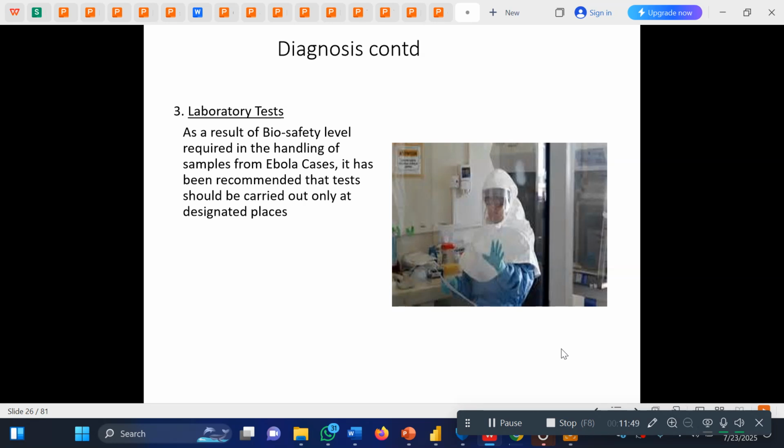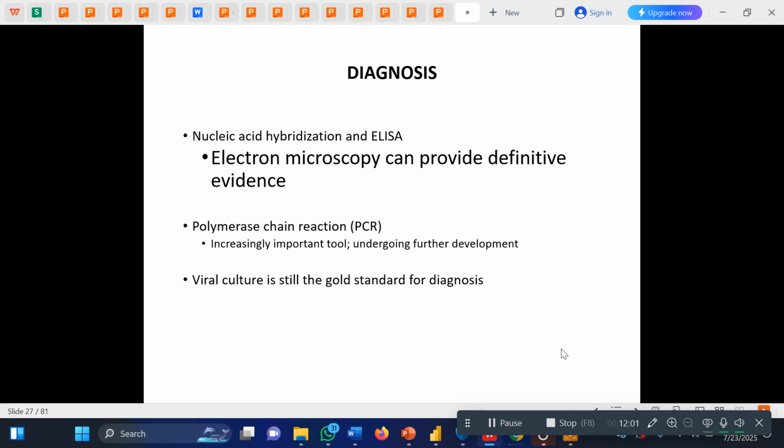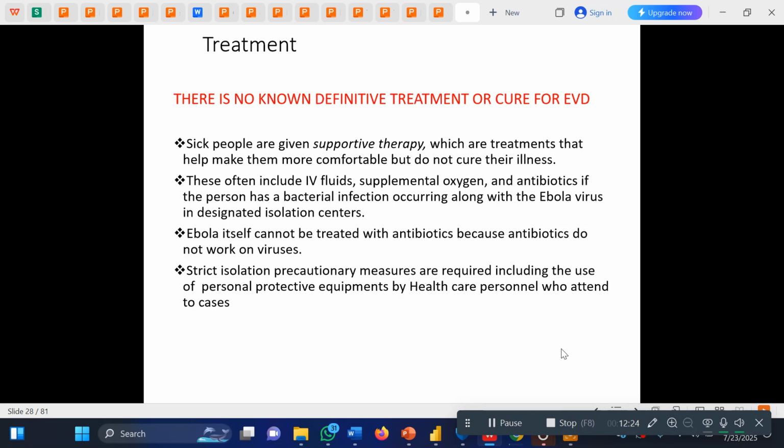As a result of the biosafety level required in the handling of samples from Ebola virus, it has been recommended that tests should be carried out only at designated places. So, investigations carried out are nucleic acid hybridization and ELISA. Also, electron microscopy can provide definite evidence. We also have the PCR. We can also have the viral culture, which is actually the gold standard for diagnosis.